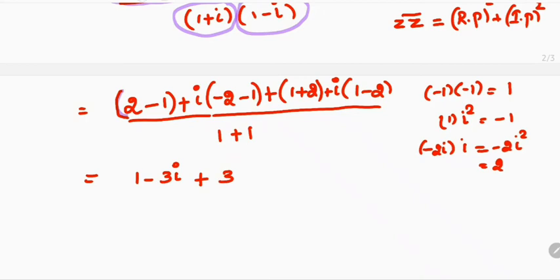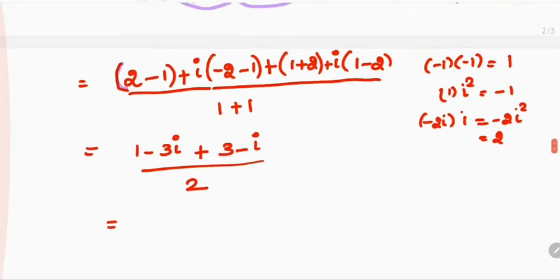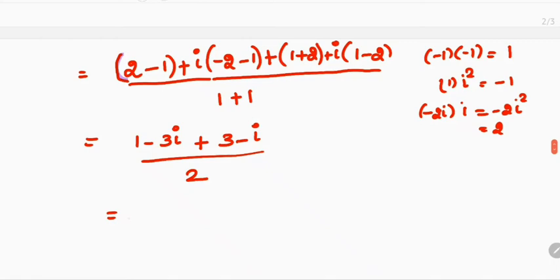Here 1 minus 2 is minus 1, so minus i, divided by the denominator 2. So you see that 1 plus 3 is 4. What is minus 3i minus i? That is minus 4i, divided by 2. If you divide it by 2, it is 2 minus 2i. So what we did in the given question can be brought into the rectangular form.